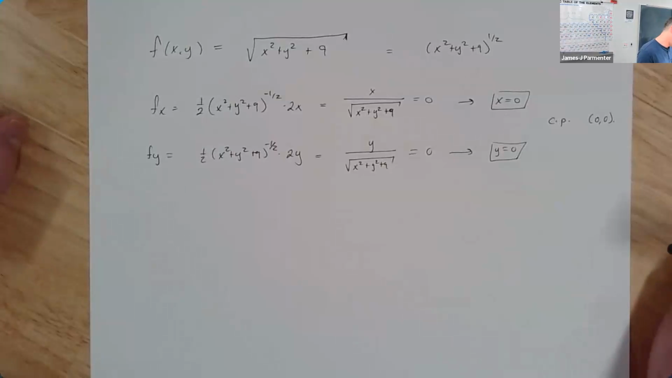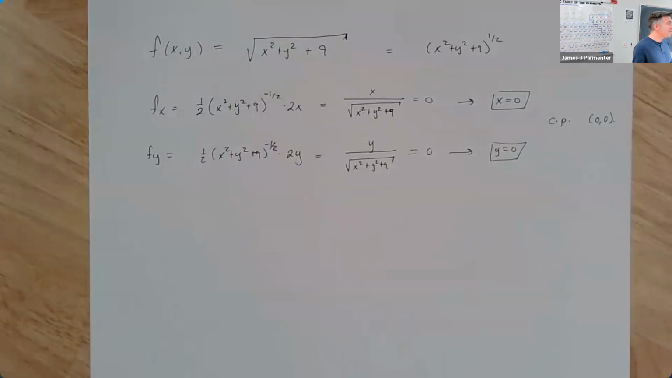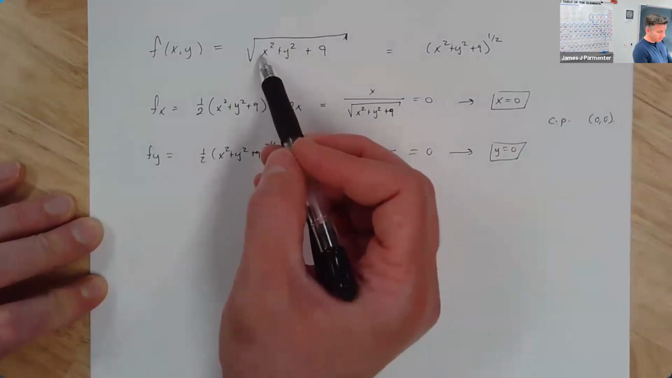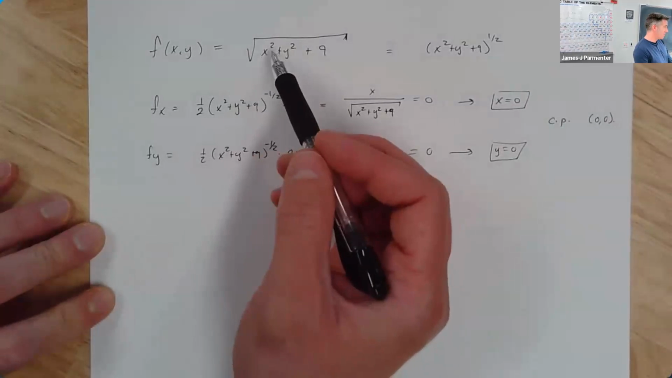Yeah, I want to test it. Sure. Here's what I'm going to point out. I'm pretty sure it's going to be a minimum, for the same reasons the previous one was a minimum. Can you think of any value? If you plug in 0 for x and 0 for y, f(0, 0) is going to be 3.